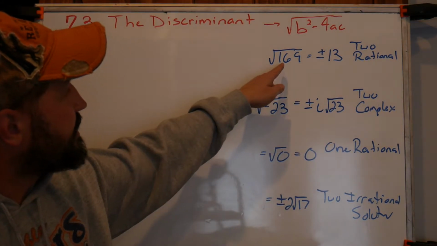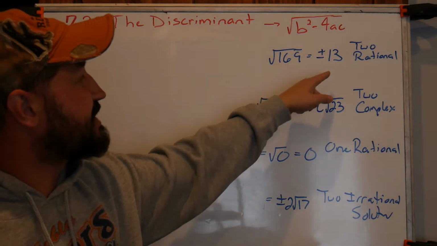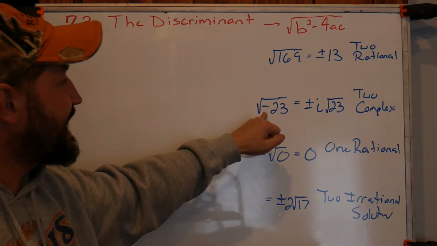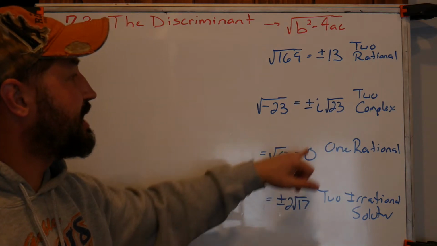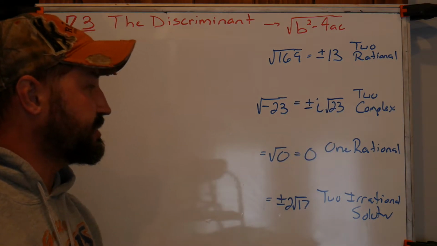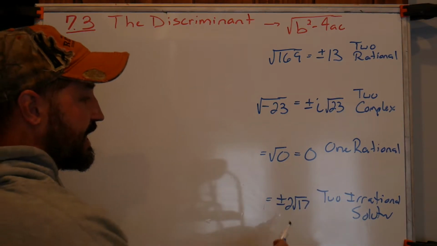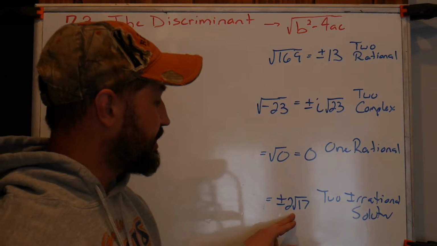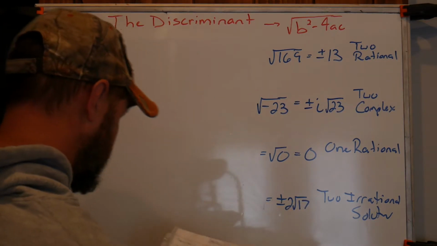When you get to this point, you don't really even have to answer it. If you know there's a perfect square, you have two rationals. If there's a negative, you know you're going to have two complex because you have to pull an i out. If it's 0, it's one rational. It's the only time you have one rational. And if it's going to leave you with something in there, it's not a perfect square, but it's not negative, you have two irrational solutions.